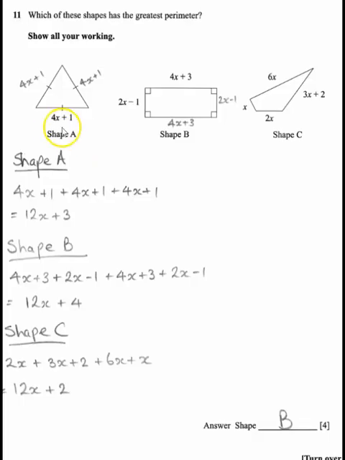A quicker way of adding it up, you would just take it from the shapes. If you look at that one, 4x plus 4x plus 4x is 12x, 1 plus 1 plus 1 is 3. So you can actually take it from the shape as well.